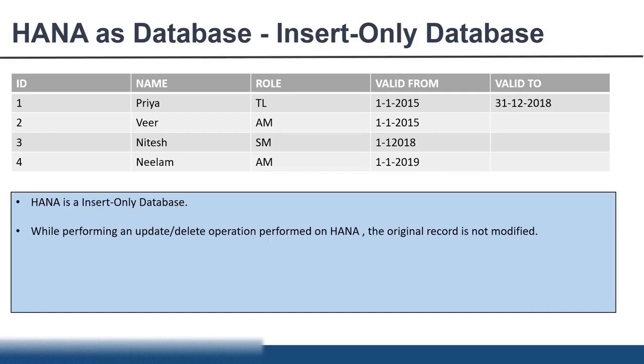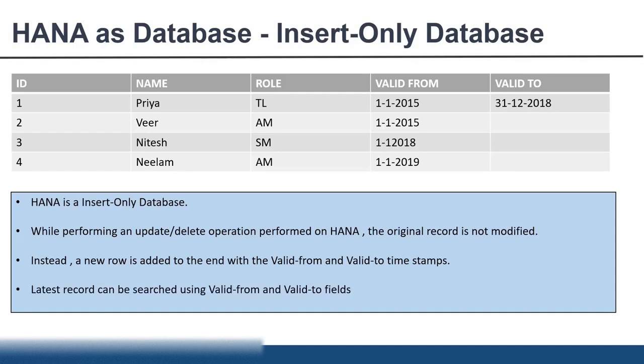That means when you do the update or delete operations in HANA, the original record is not modified. Instead of that, a valid from and valid to timestamp is added in the record, and then the latest record can be searched using the latest valid from and valid to timestamp. So this is how HANA operates, and this helps to find out the latest record quickly instead of actually deleting and changing the existing record. So this is how HANA works as insert only database.